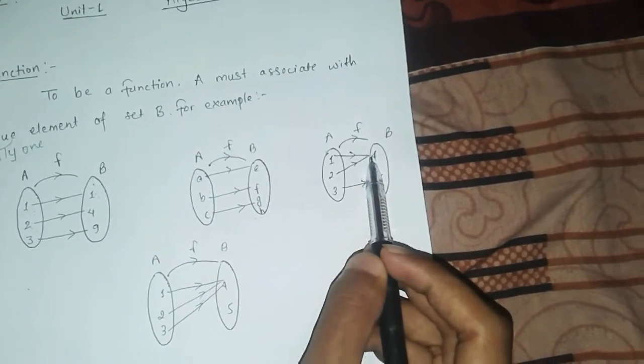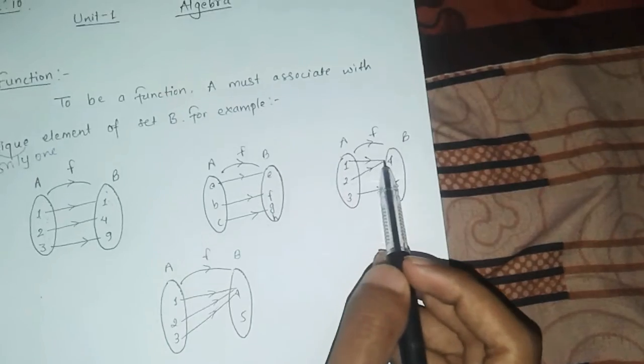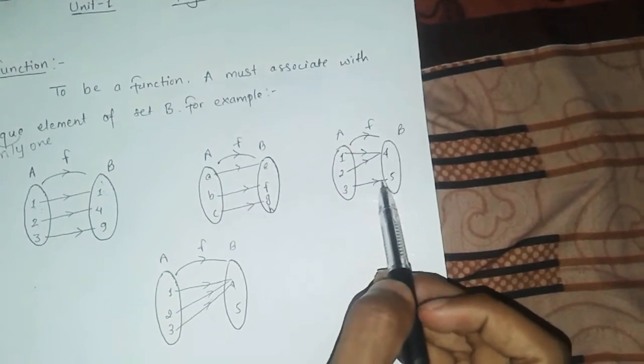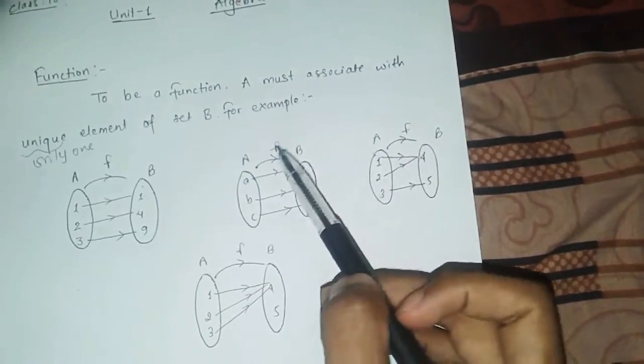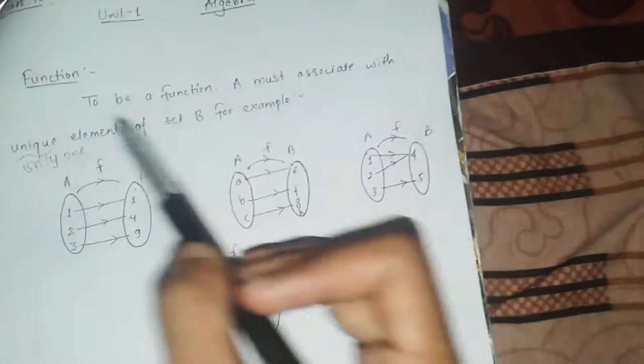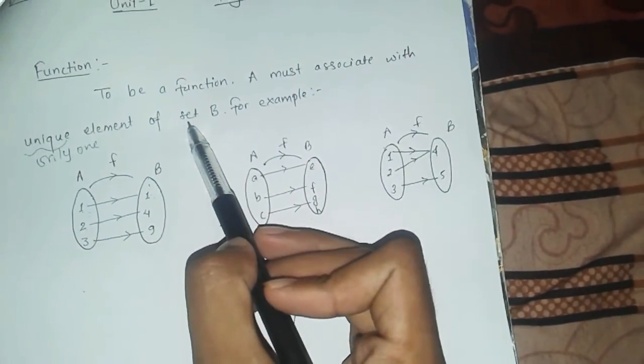1 has only one element, 2 has only one element. Similarly, 3 also has only one element. So it follows the definition of a function.